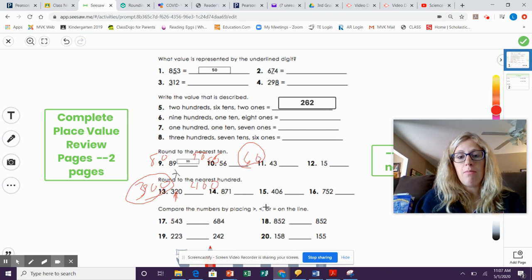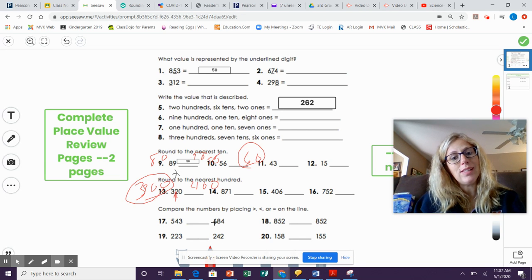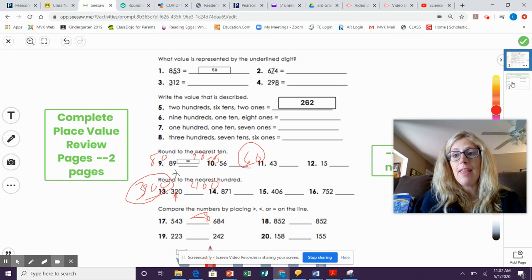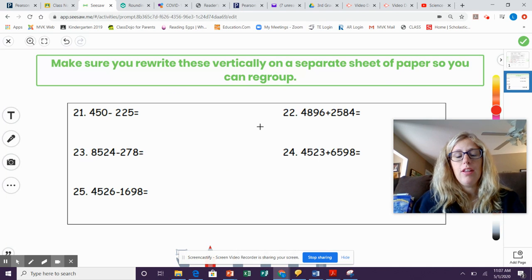Okay, and then you compare. Remember, we eat the bigger number. Okay, and we look at the first place value to see, okay, they're both in the hundreds. This has a 5 in the hundreds. This has a 6 in the hundreds. 6 is higher, so I'm going to eat the 600s.